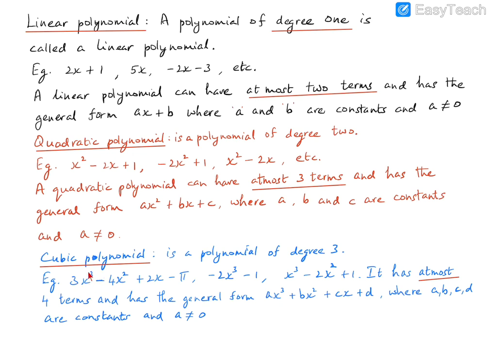So that means the coefficient of x power 3 should not be 0. So in the general form, if we have ax power 3 plus bx squared plus cx plus d, where a, b, c, d are all the coefficients which are constants, we should have that the coefficient of x power 3, which is a, should not be 0. So a is not equal to 0.